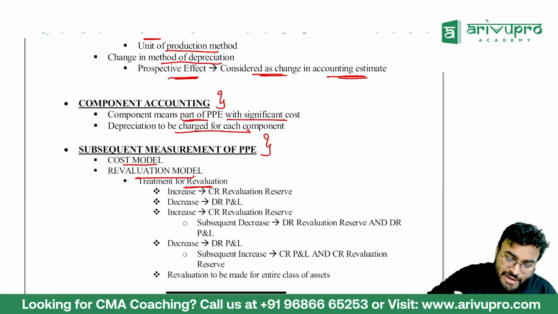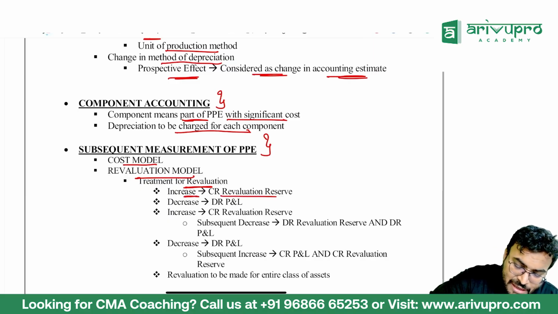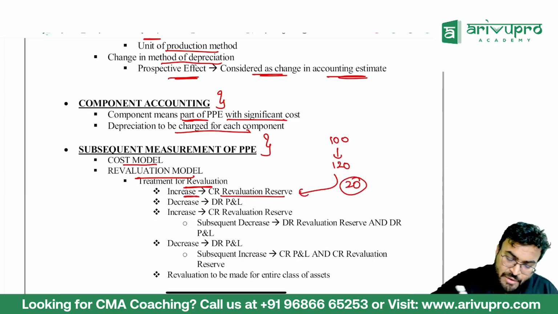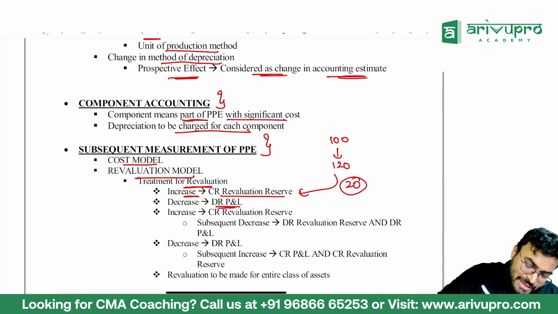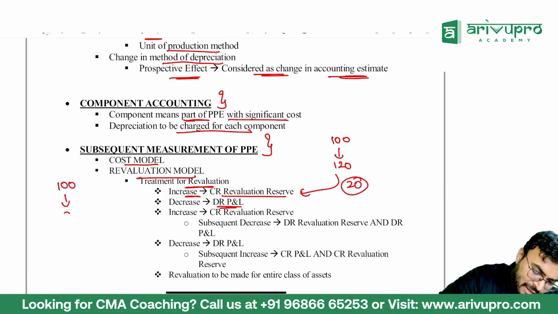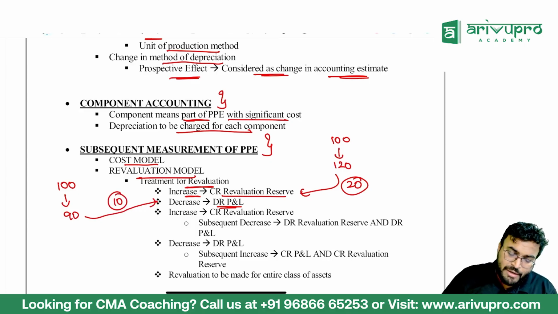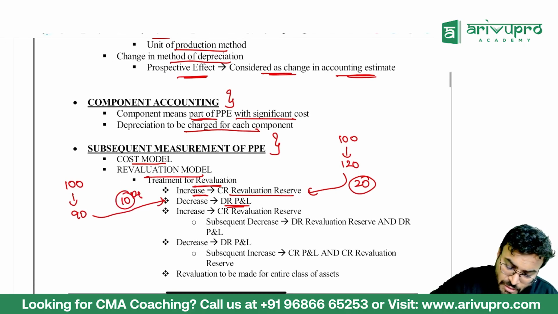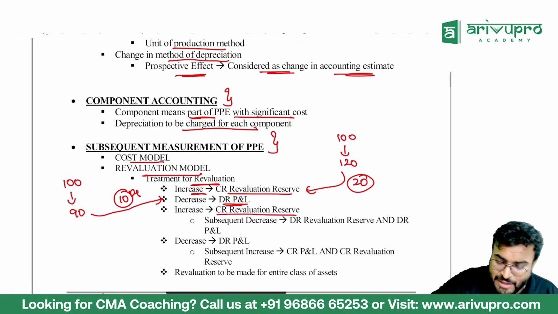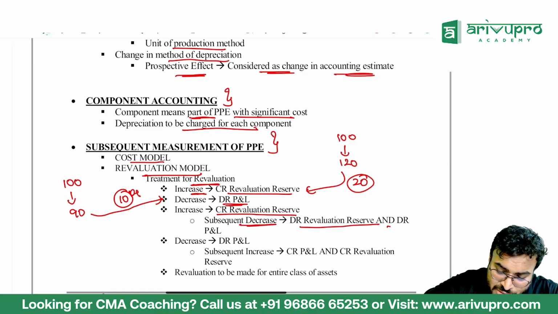First time you are doing revaluation, increase in the asset, credit revaluation reserve. It was 100, it became 120, so you put 20 to revaluation reserve. Decrease in the asset: it was 100, it became 90, so you put 10 to P&L, debit it to P&L. Increase, credit revaluation reserve. Subsequent decrease, debit revaluation reserve and then debit P&L.